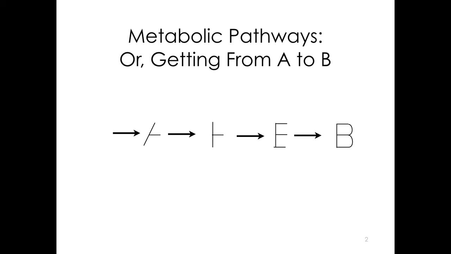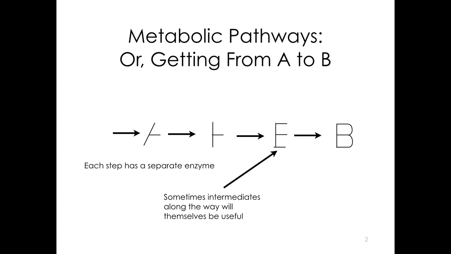And note, each step has a separate enzyme, and sometimes intermediates will themselves be useful things. So on our way of going from A to B, we made E. Maybe we need to use E for something else. Maybe sometimes all we need to make is E, and then we won't do this last step. Or maybe we'll take some of this E and siphon it off. Or we could even potentially take this E or this intermediate here and modify it in order to make something else.